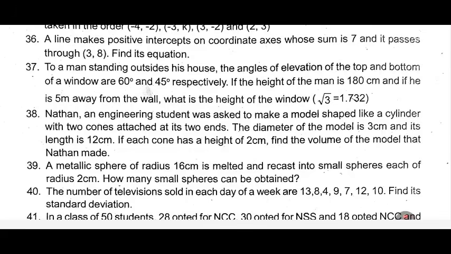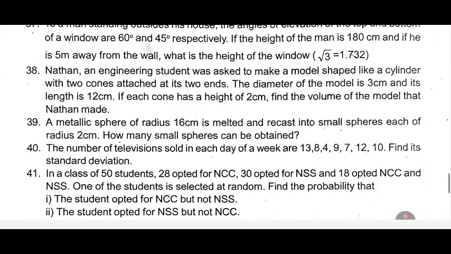37. To a man standing outside his house, the angles of elevation of the top and bottom of the window are 60° and 45° respectively. If the height of the man is 180 cm and he is 5 meters away from the wall, what is the height of the window?